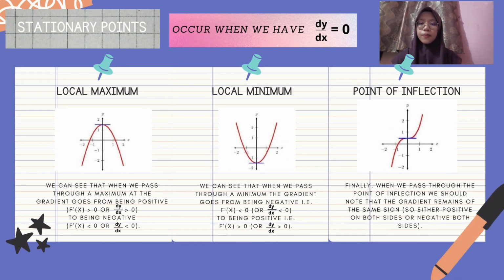A stationary point is a point where the derivative of the function is equal to 0. There are three types of stationary points. First, local maximum, local minimum, and lastly, point of inflection.